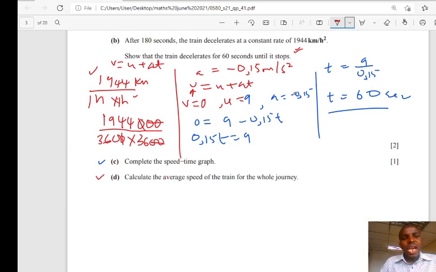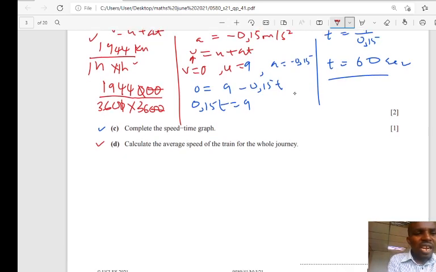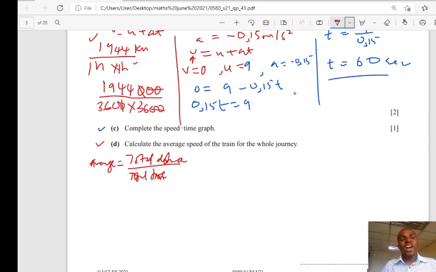Part D. Calculate the average speed of the train for the whole journey. Average speed formula: average speed is equal to total distance traveled over total time taken. Take note, total distance traveled over total time taken. That's the average speed for the whole journey.